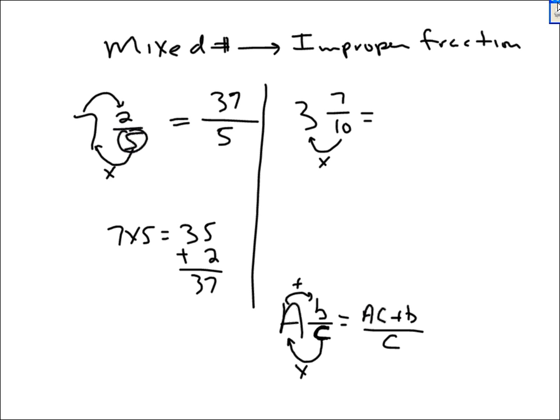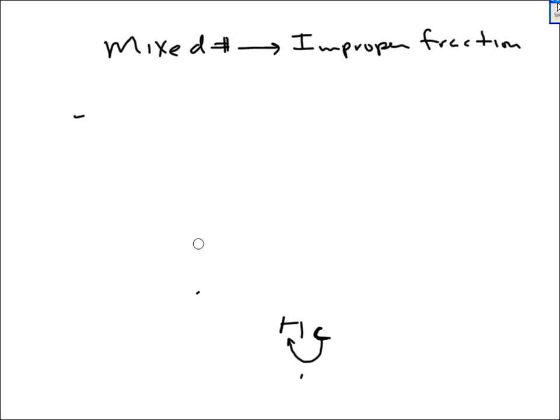Multiply, get 30. 10 times 3 is 30. Add 7. Get 37 over 10. I just converted a mixed number. It's mixed because it has a whole part, a whole number, and a fraction part. And I wrote it as an improper fraction. It's improper because 37 over 10 is more than 1. It's 3 and 7 tenths. Okay, we'll just do lots of these. Maybe 5, 6 more. That way you can't say I didn't give enough examples.